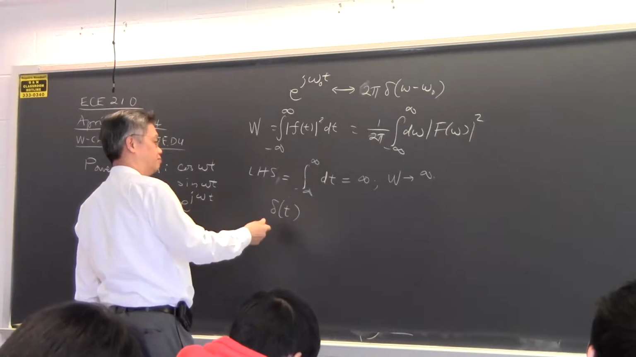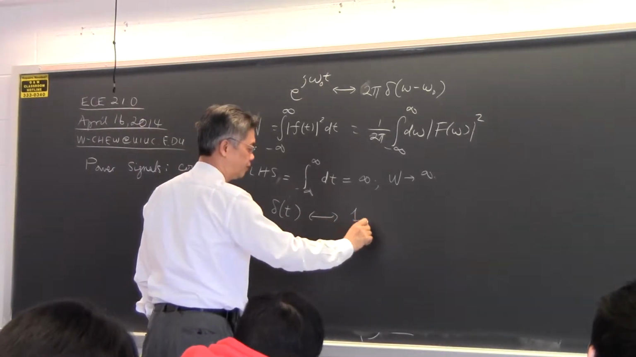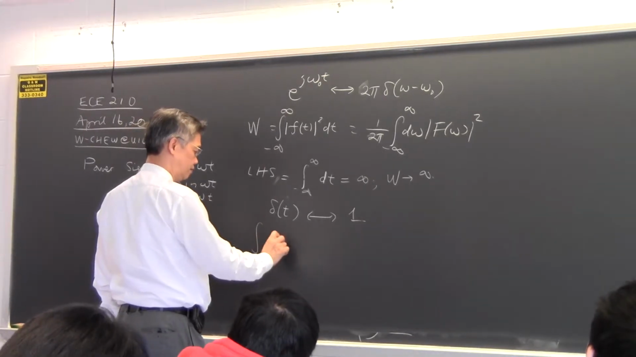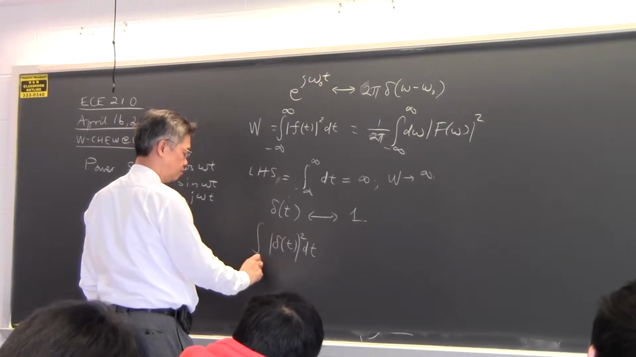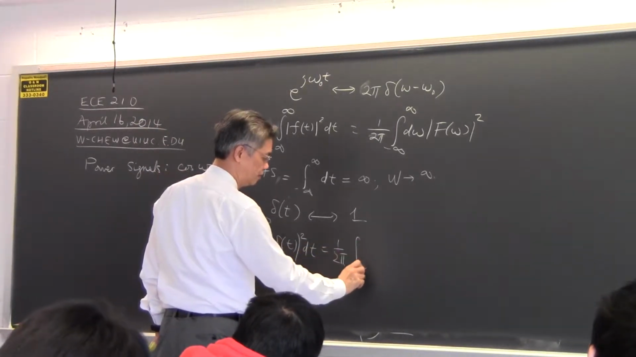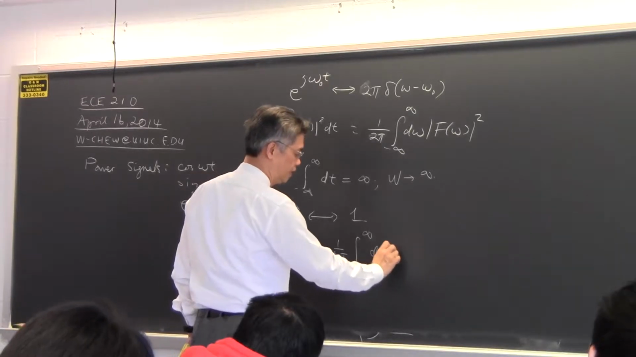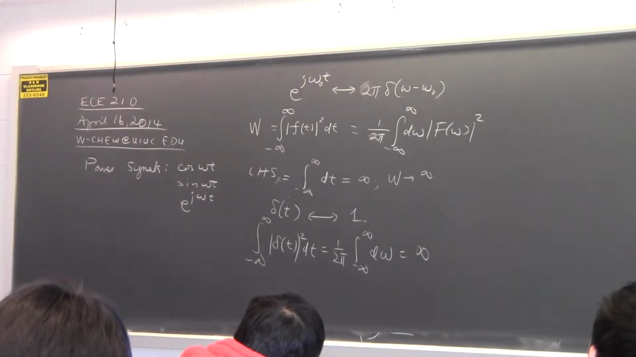By the same token, you can prove that this thing Fourier transforms to 1, and that the energy in the delta function is equal to 1 over 2 pi integral from minus infinity to infinity d omega, which is equal to infinity. So the delta function also has infinite energy for that reason.